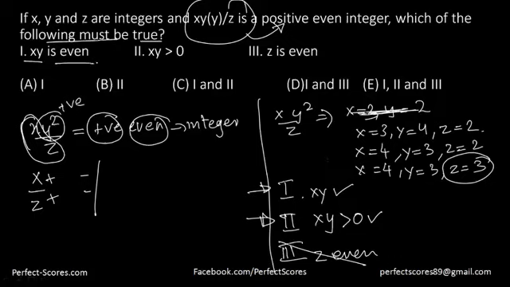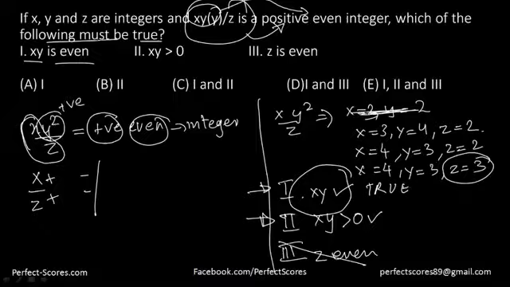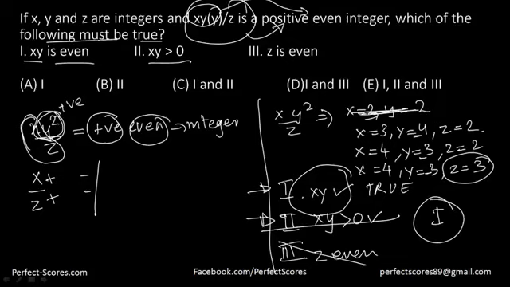Now xy is even. Will that be true all the time? Yes, that will always be true, because if xy is even, then only this whole expression is going to be even. That means this will always remain true. Now he says that xy is greater than 0. Well, that's not true because y can be -4, -3. Why? Because y squared is positive. It doesn't matter what sign y carries. That means this is eliminated, which means one only is true. That means my answer is option A.